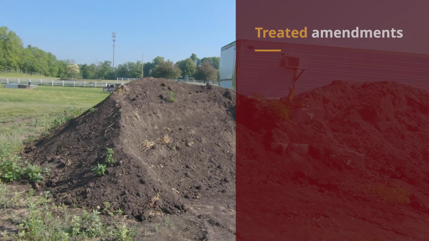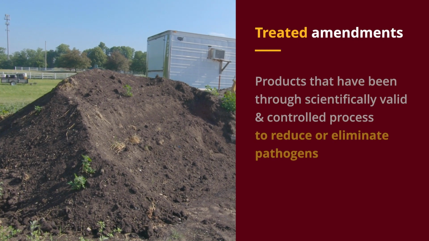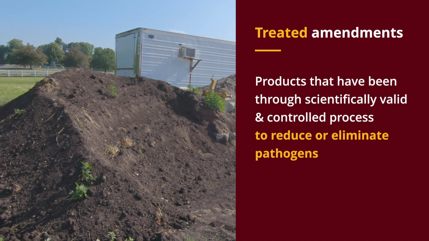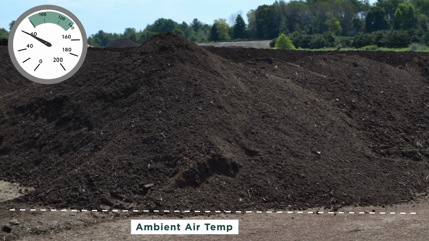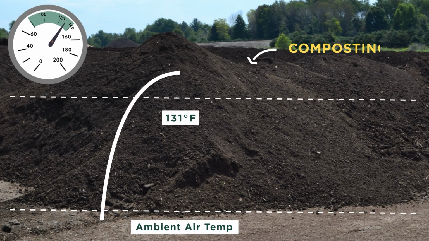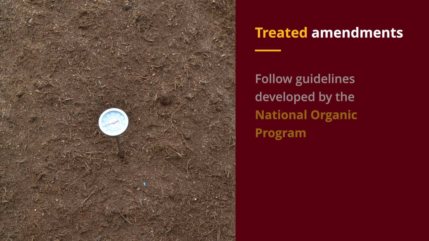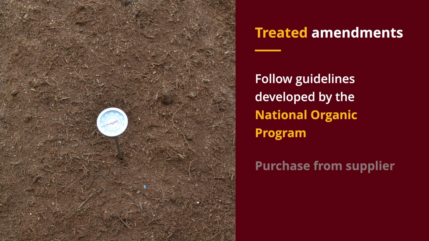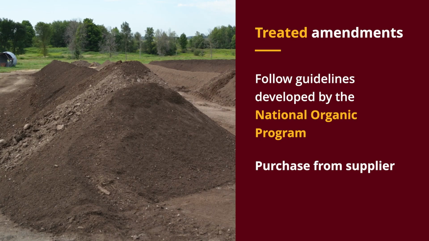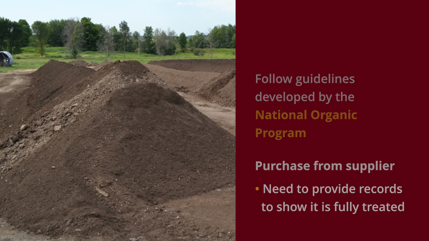First, let's discuss treated animal-based amendments. Treated animal-based amendments are products that have been through a scientifically valid and controlled process to reduce or eliminate pathogens. One example is controlled turned composting, where the process follows minimum temperature, turning, curing, and handling requirements. If you want to make your own treated animal-based amendments, you can follow the guidelines that have been developed by the National Organic Program. You can also purchase treated amendments from a supplier. They will need to provide you with the records to show that the amendment is fully treated.